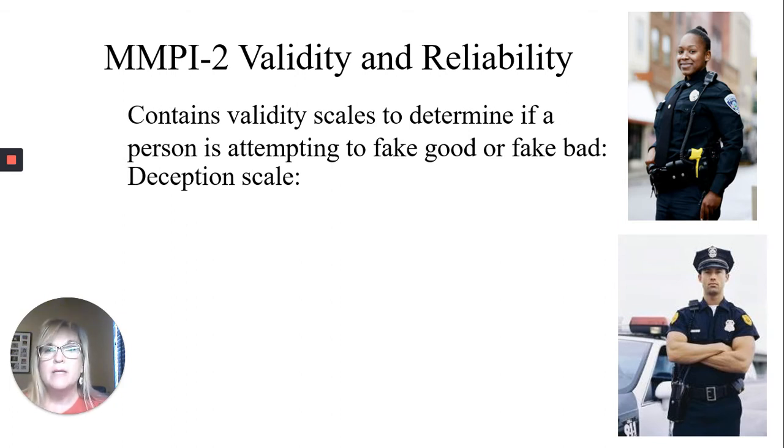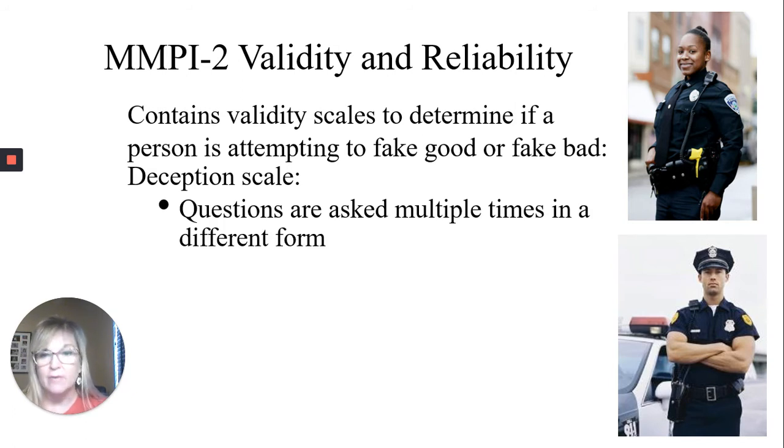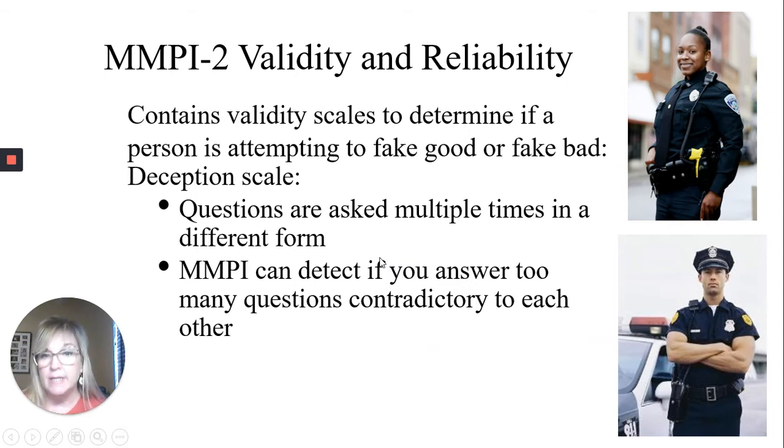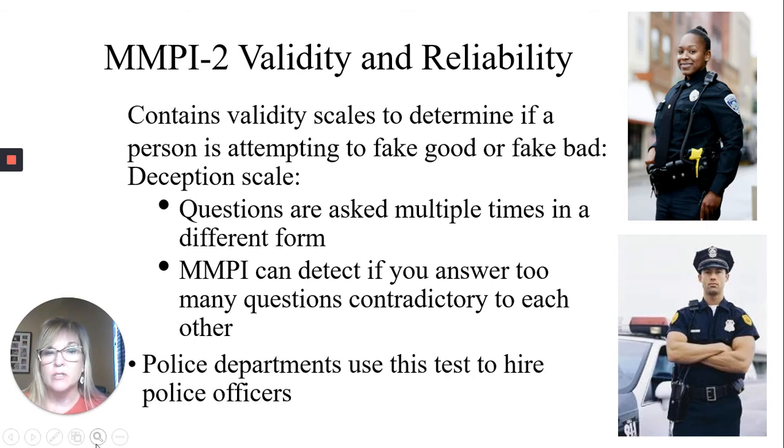The MMPI does contain validity scores to determine if somebody's trying to fake good or fake bad. And I think I mentioned that before. It's called the deception scale. So there's a whole separate scale besides schizophrenia and all those other ones that says whether or not the person's trying to be deceptive. The way they determine that is by asking the same question many times over, a little bit differently, but it can detect whether or not you're answering those questions too contradictory to each other.